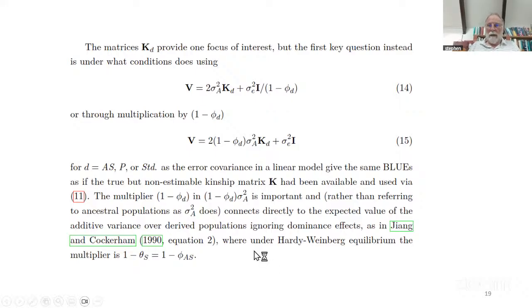Anyway, the point is that the V that we now want is this here. It turns out that the V that we want, we know KD, and we can actually work out what V is for these estimators. Now it's got a multiplier, and this multiplier here, 1 minus phi d times sigma squared A, is important. I'm not going to go into a lot of detail on that. I'm going to try and focus on the V's.